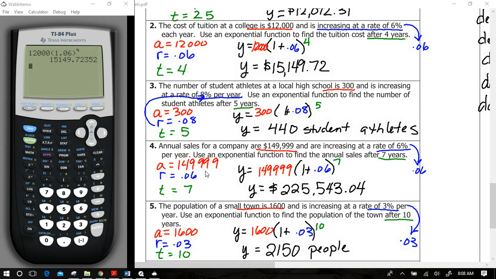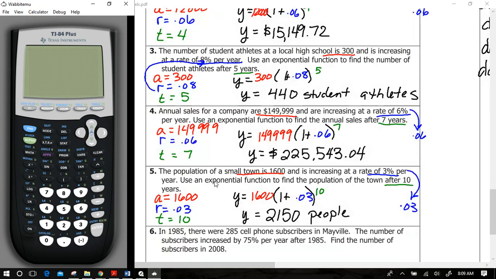And then I was able to get my answer. Now notice that if the answer was not money, then I identified what that answer represented. So in number 3, it was 440 student athletes. In number 5, it was talking about the population of a town. And so after 10 years, the population would be that number of people. Now if you're feeling like you got this, you know how to identify the information and plug it in, let's go ahead and do number 6 together.